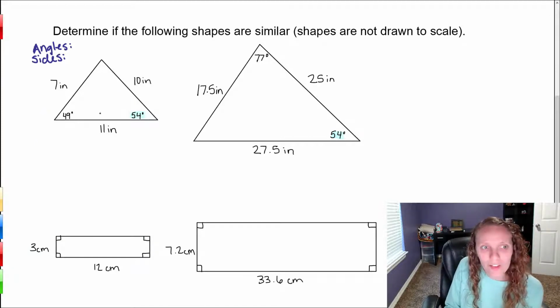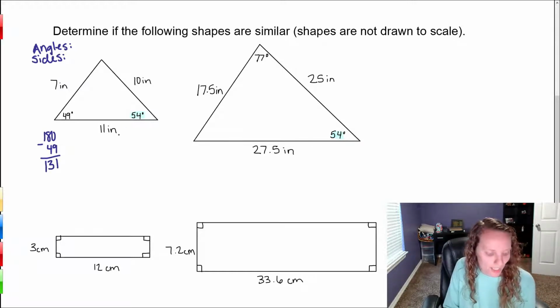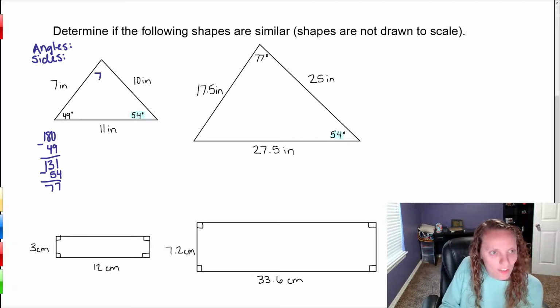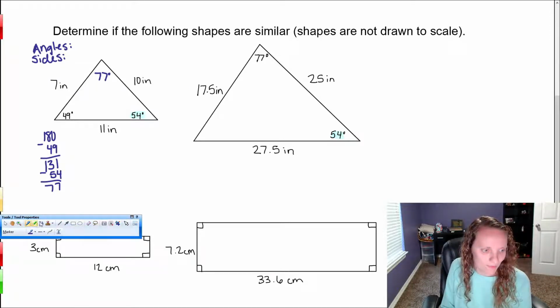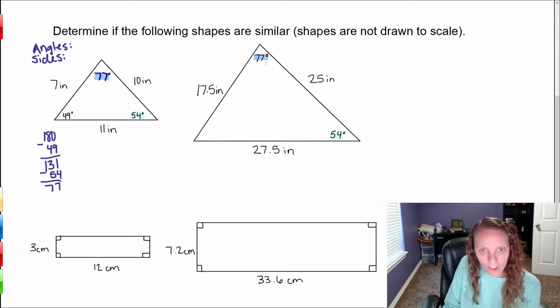Remember, in a triangle, angles add up to 180 degrees. So we know all three add up to 180, so we could do 180 and then subtract out the 49. When we subtract, that would give us 131, and then we could take that answer and then subtract out the 54. And that gives us 77 left over, so that's 77 degrees here. And look, that matches with the other 77. So these corresponding angles are congruent.